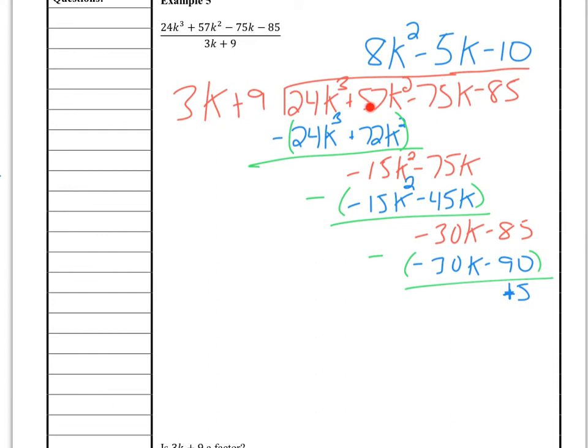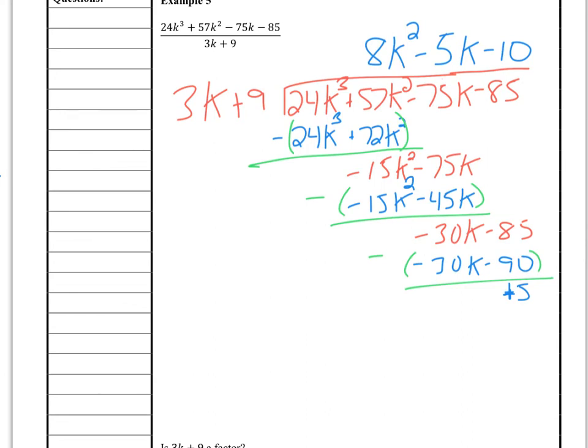People usually do 57 minus 72 and get negative 15 correct, but here's where they mess up. To get the negative 15k squared, we multiply by negative 5. That gives us negative 15k squared. Negative 5k times the 9 gives us negative 45. And here's where people mess up the subtraction. Negative 75 minus negative 45. People just add them, negative 75 and negative 45, and try to tell me it's a negative 120. It's not. It doesn't work that way. It's negative 75 plus 45, which is negative 30k.